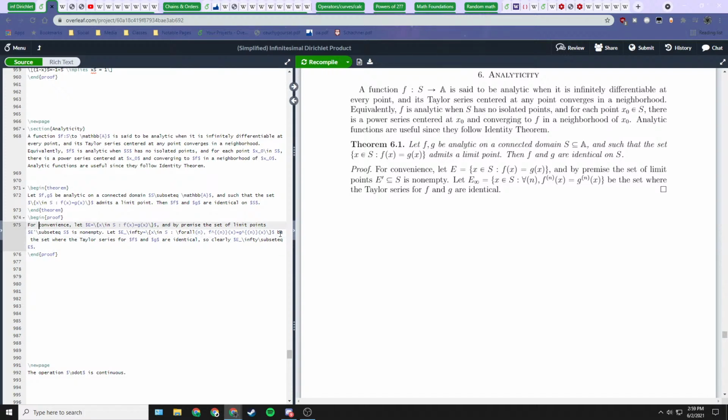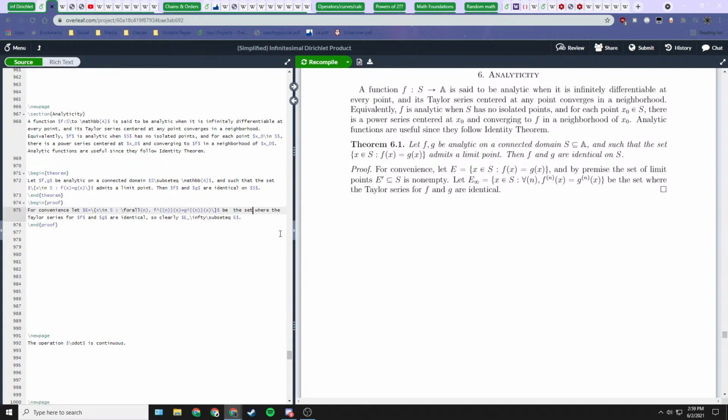Actually, let's be a little bit more clear. I think we don't need any of these sets. So we can just say, let E be the set where the Taylor series of f and g are identical. Okay, so oh gosh, maybe I guess we do need them. Okay.